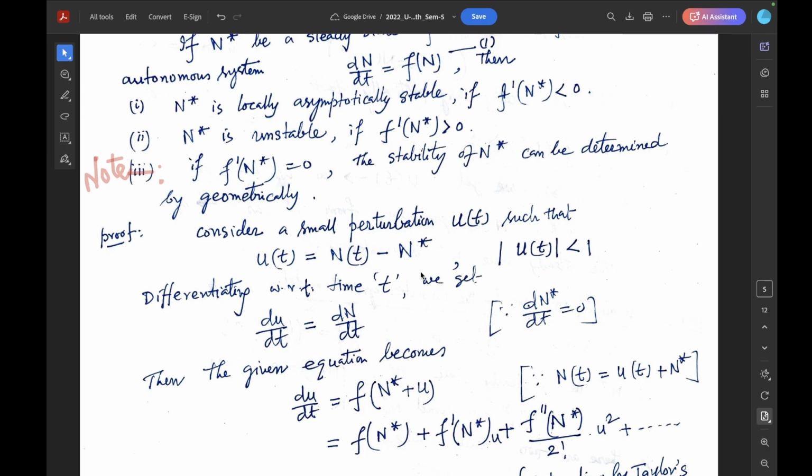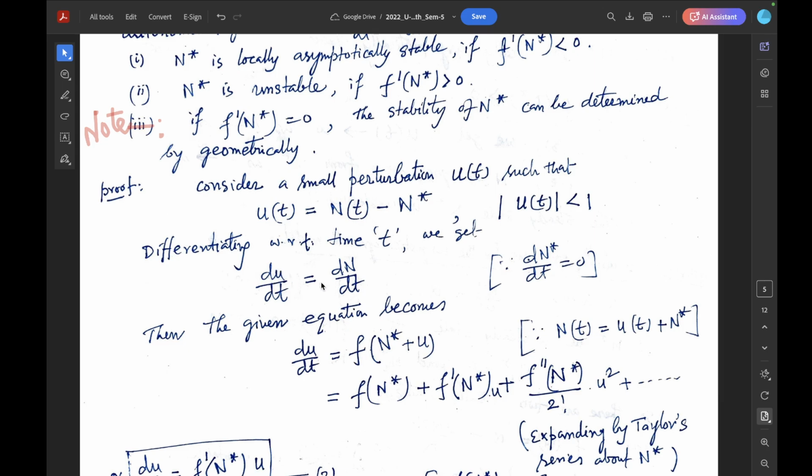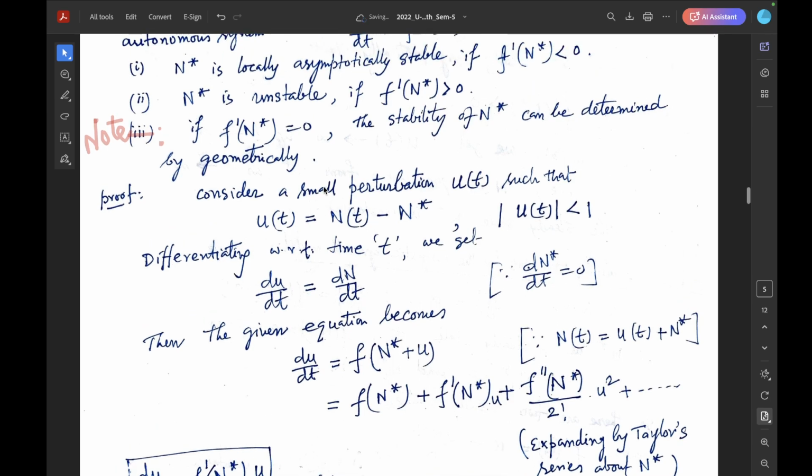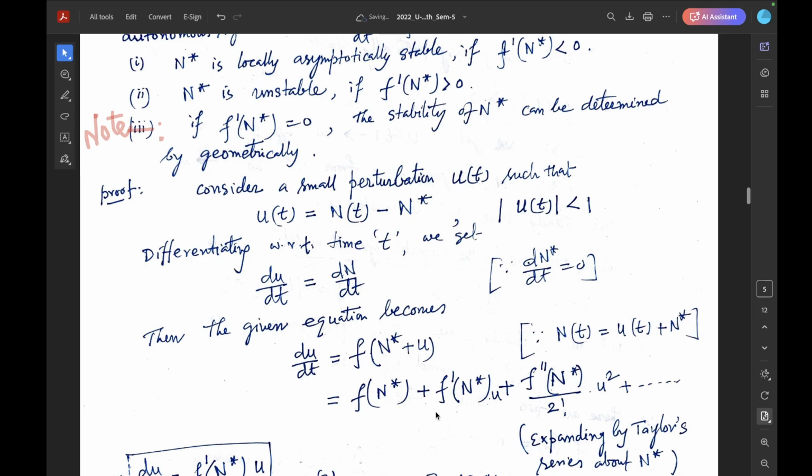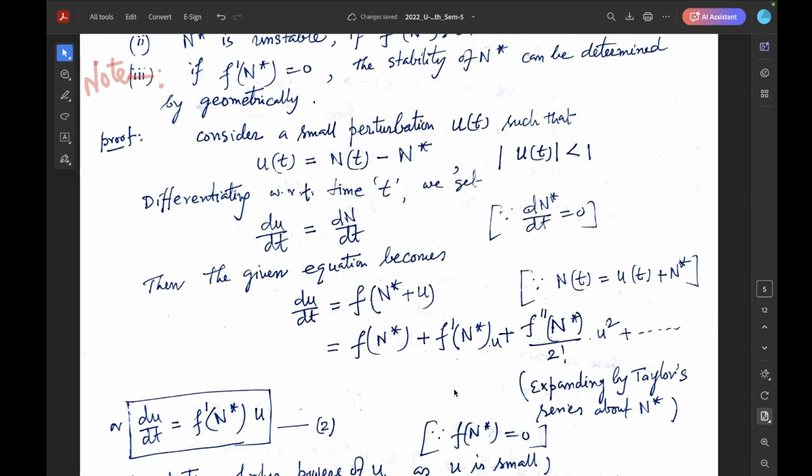A very small quantity. Differentiating with respect to time t, we get du/dt equal to dn/dt. Since dn star/dt equals 0, n star being a fixed point, the given equation becomes du/dt equal to f of n star plus u, because n(t) is equal to u plus n star. So expanding by Taylor series about n star: f(n star) plus f dash(n star) into u plus f double dash(n star) by factorial 2 into u square plus so on.